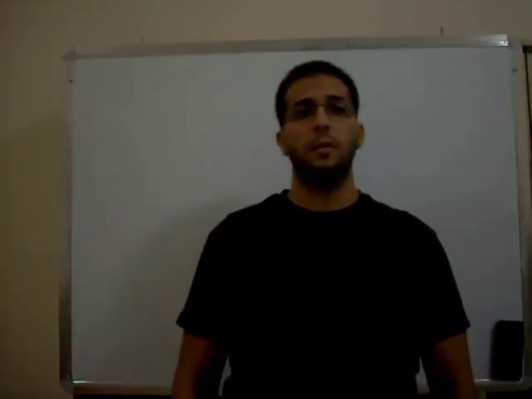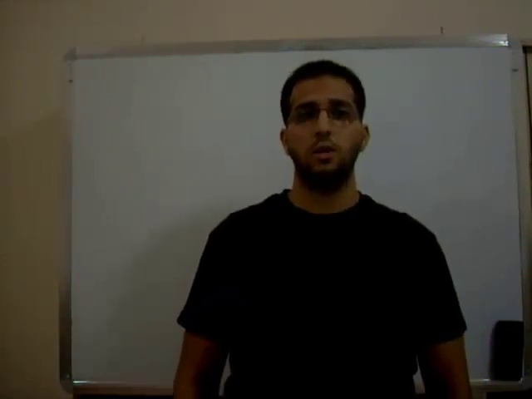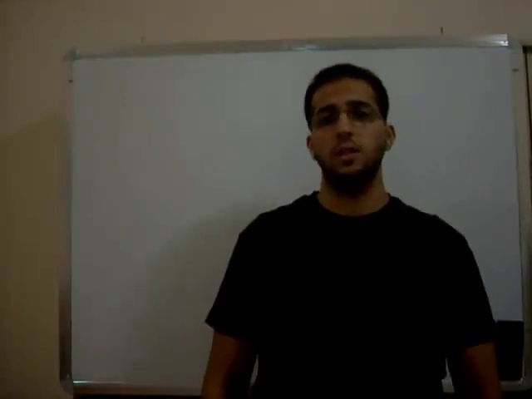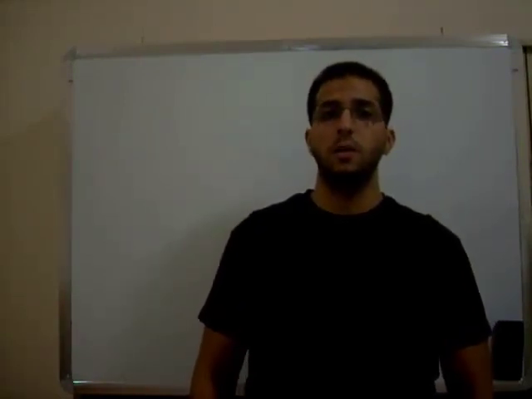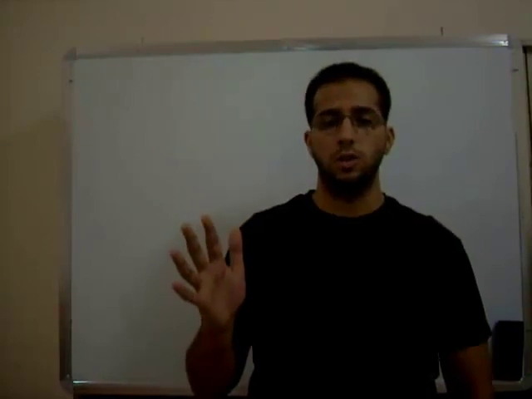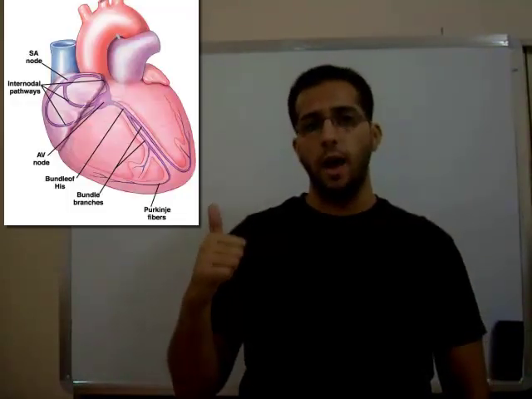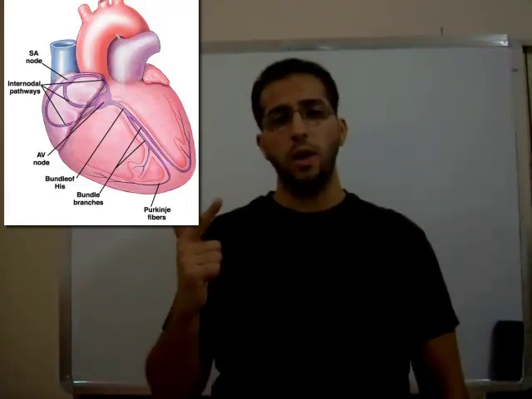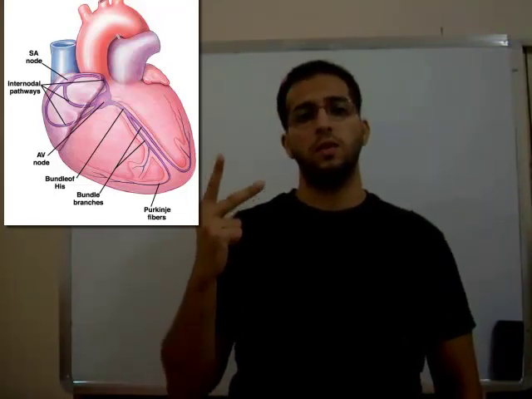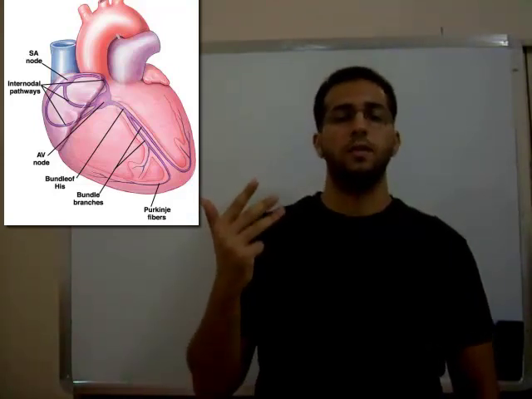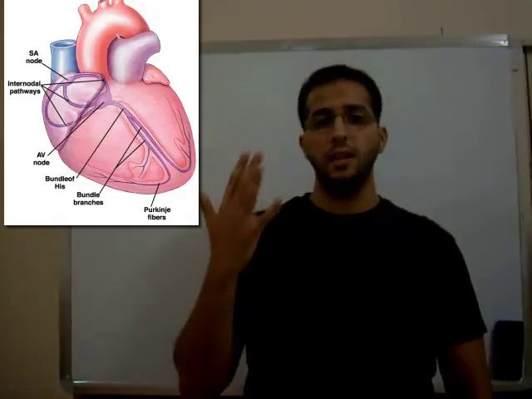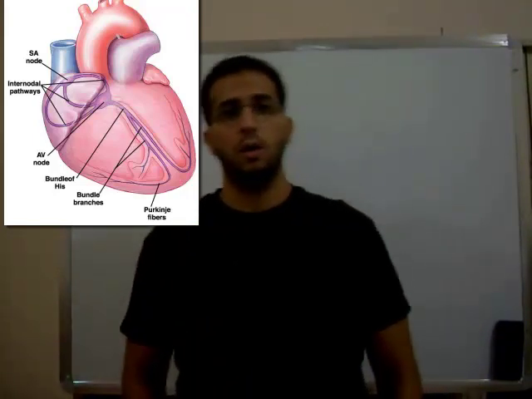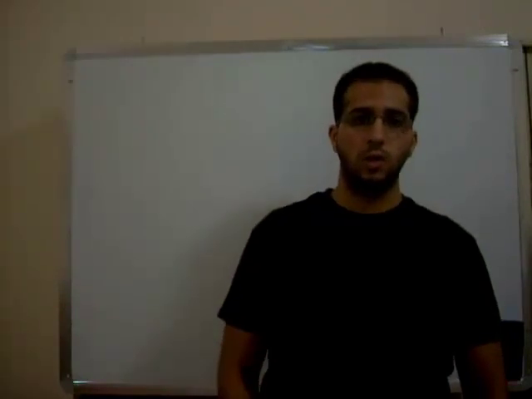Today we're going to be talking about the specialized excitatory and conductive system of the myocardium. The specialized excitatory and conductive system of the myocardium contains five different structures. The first one is the sinoatrial node. The second one is the internodal and interatrial pathways. Third, the atrioventricular node. Fourth, the atrioventricular bundle. And finally, the fifth one, the Purkinje fibers. We're going to discuss each one of these structures.